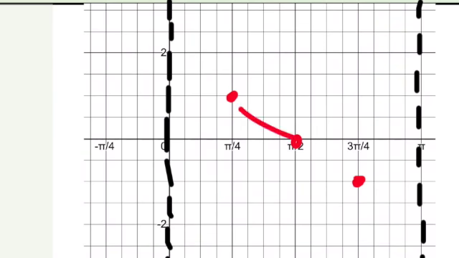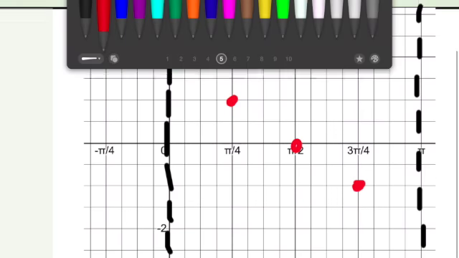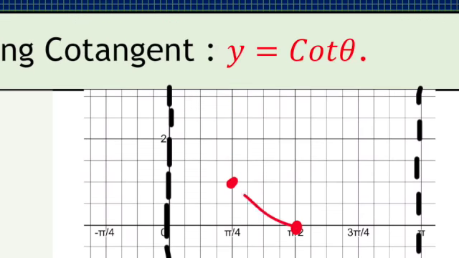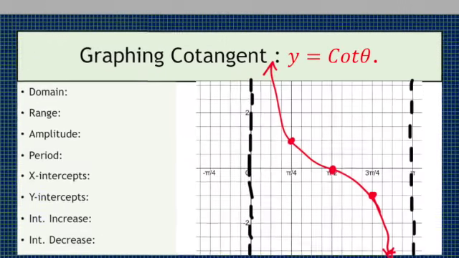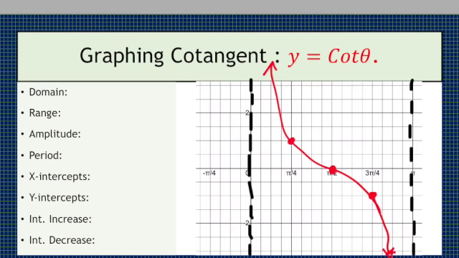And we know this is going to kind of curve up as I go to the left, and curve down as I go to the right. Let me kind of zoom out. All right, so there's our cotangent graph. Let's go ahead and go through this.